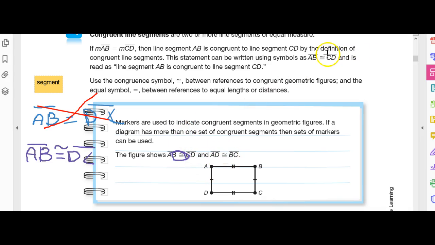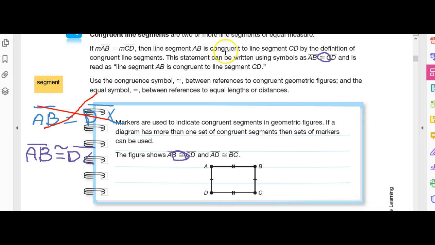And then we're saying, there it is again, then we're saying the objects are congruent. And you read that as line segment AB is congruent to line segment CD. It says the congruent symbol goes between references to congruent geometric figures. The equal symbol we use between references to equal lengths or distances. So if we're talking about measures or other properties, properties can be equal. Objects, if they're different objects, can't be equal. They can only be congruent, right? If they're different objects, they can't be equal. Otherwise, it would be the same object.